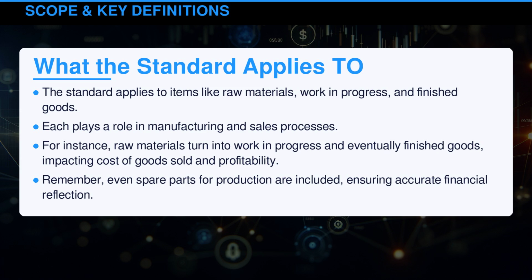The standard applies to items like raw materials, work in progress, and finished goods. Each plays a role in manufacturing and sales processes. For instance, raw materials turn into work in progress and eventually finished goods, impacting cost of goods sold and profitability. Remember, even spare parts for production are included, ensuring accurate financial reflection.